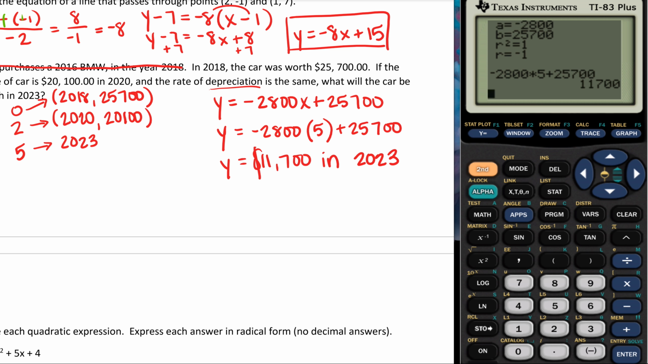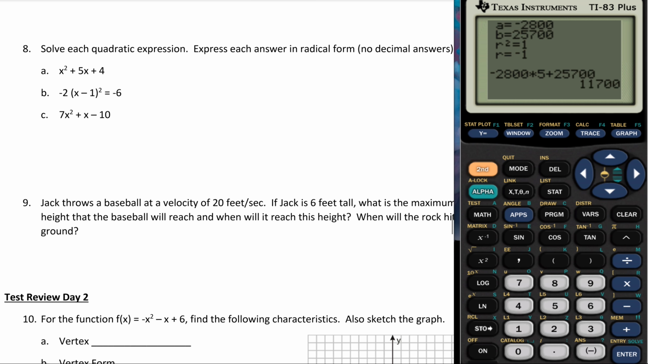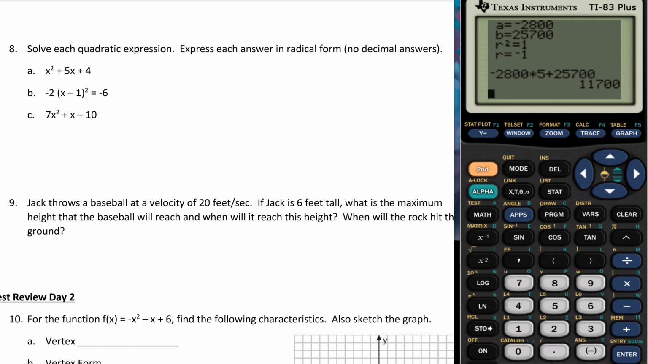All right, so now our next question is we're going to solve each quadratic expression. We're going to express each answer in radical form. No decimal answers, meaning I want exact answers. Decimals are not exact answers. So, A. Okay, we're going to do A first.